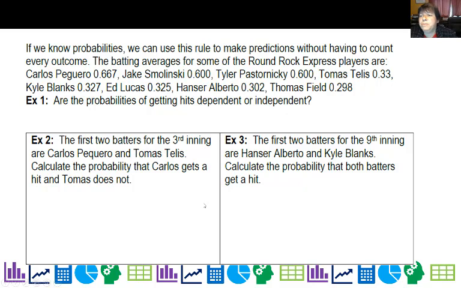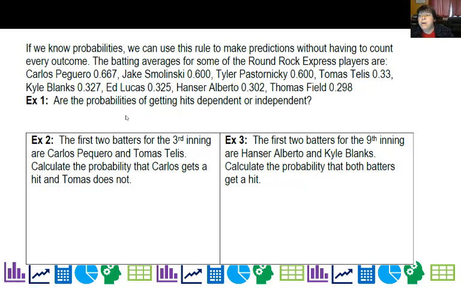I pulled these numbers from the Round Rock Express early in the season, which explains why they're so high. But these are actual numbers that were available during that game. We've got all these Round Rock Express players. Carlos's batting average is .667. Jake is batting .600. So is Tyler. Thomas Tellis is batting .330, if you know anything about baseball. Kyle Blanks is .327, .325. So these are actually all really good batting averages. Above .300, you're doing pretty well.